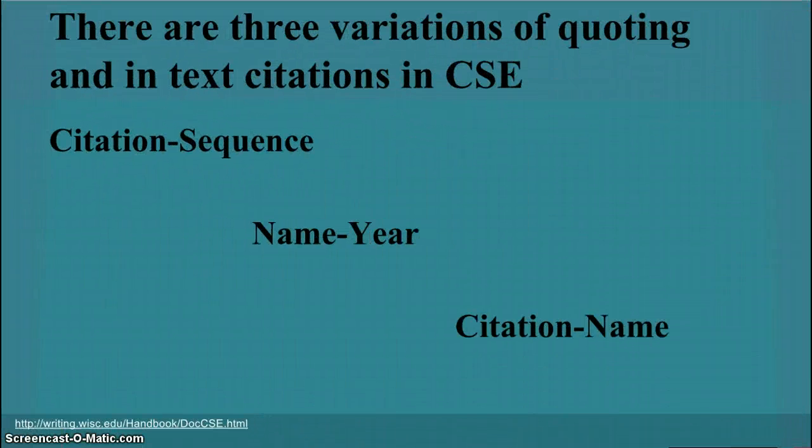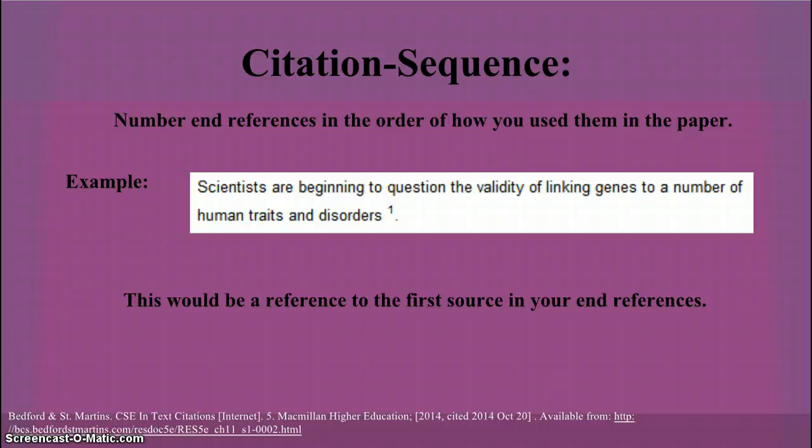The in-text citations and end references for CSE can be structured three different ways: citation sequence, name year, and citation name. The variation called citation sequence means that you put a number into your in-text citation that refers to the reference that you used for the citation in your end references section. These sources must be numbered in the order that they appear in your paper. Your first in-text citation would have the number 1 at the end of it, and the first reference in your end references would be the source for this quote and would also be numbered with a 1.